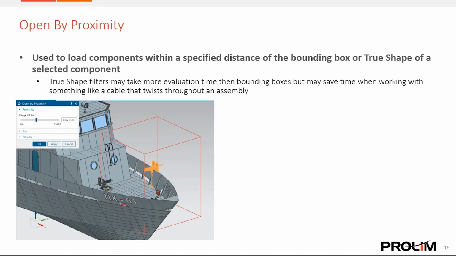Now, sometimes when working in these large assemblies, you might find yourself working on a component or a sub-assembly where you need the surrounding components to reference for a top-down workflow. And that's what Open by Proximity is for. This allows you to create a bounding box around your selected component with a specified range, so it will load its surrounding components to memory so that you can work on that component with all the information around it loaded. You can also use true shape filter for this when you're working on something like a cable that twists throughout an assembly. But just be aware that when using true shape, the evaluation time may take longer.